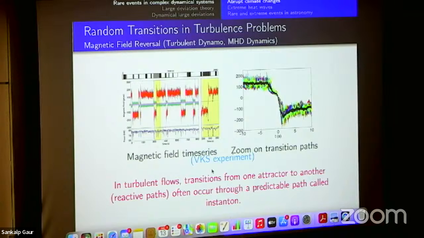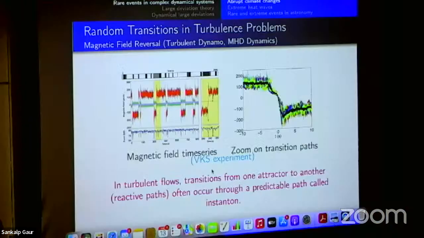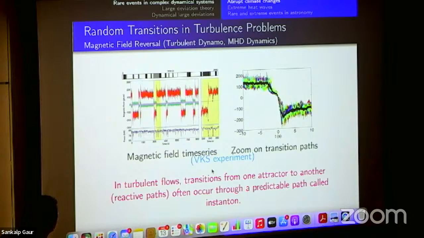But here, what our colleagues have done, this was done by François Petrelis, is to take all these transitions they were observing and plot them on the same graph. Here you can see again the red curve, the magnetic field for one probe. This is the positive polarity, the negative polarity, and you see how the transition occurs. You see the time scales are not at all the same.